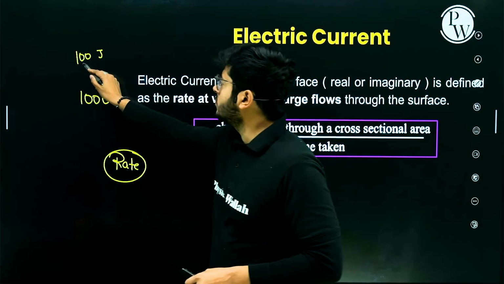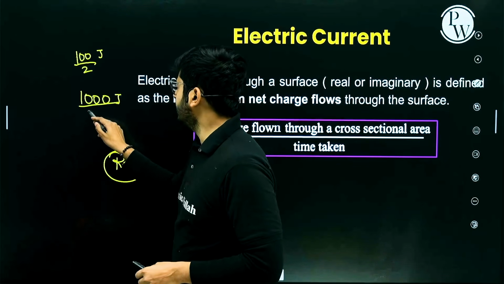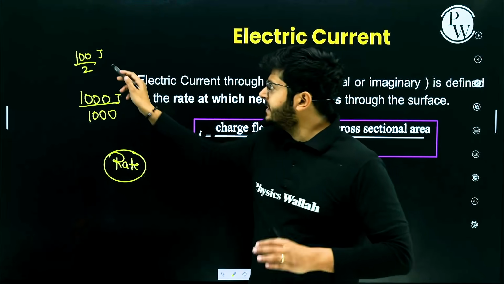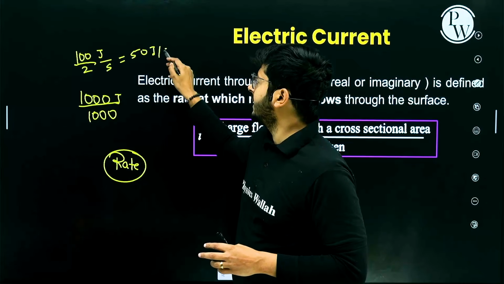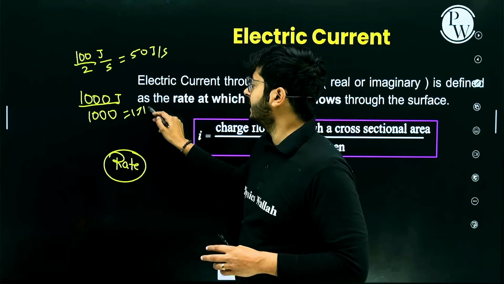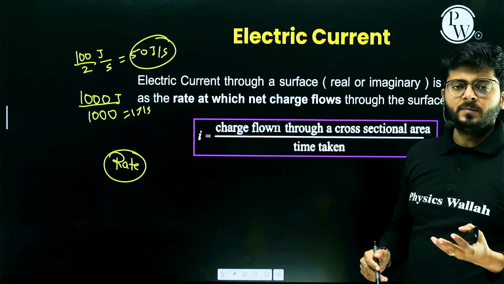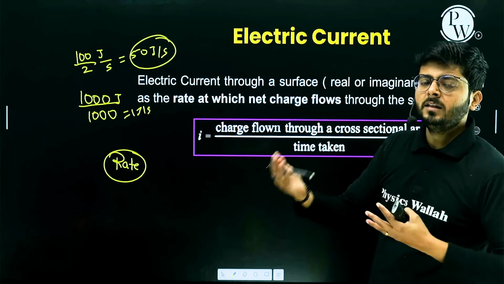I am doing 100 joules of work in 2 seconds and somebody is doing 1000 joules of work in, let's say, 1000 seconds. So every second I am doing more work, 50 joules per second, and he is only doing 1 joule per second. So I am doing more work, so my rate of work is higher. Whenever we talk about rate of something, it means how quickly something is happening.